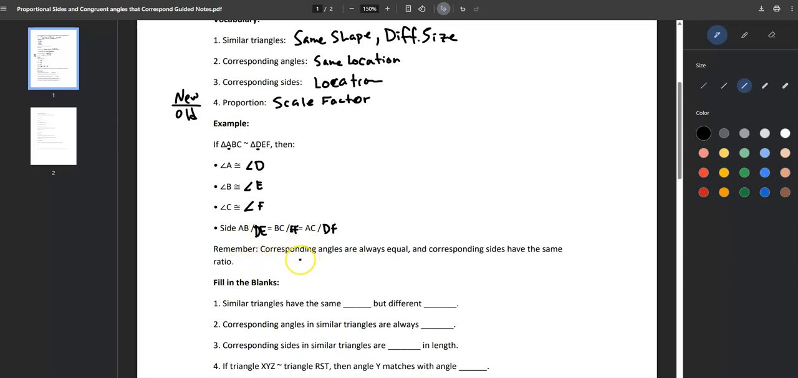Again, a couple things to remember. Please remember that corresponding angles are always equal, and corresponding sides have the same ratio. This is what we call proportions. This is what we call congruent. Again, another word for equal, if you want to think about that, is congruent. And ratio would be proportional.